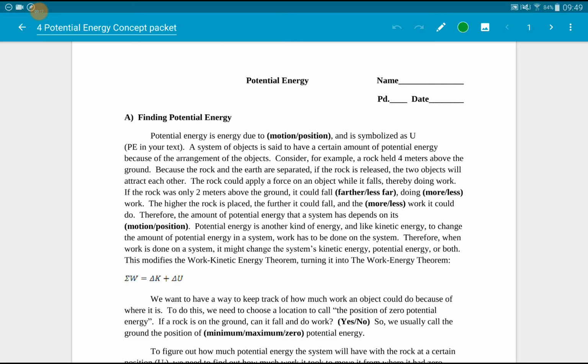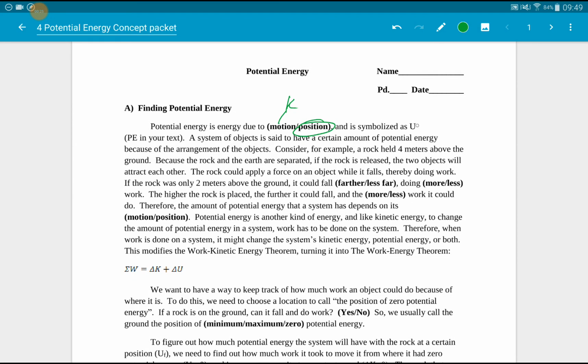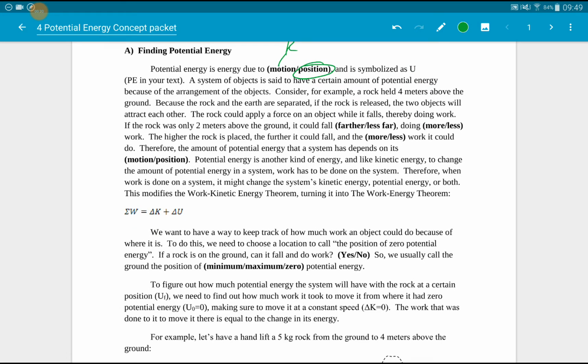Let's get into it. So first, potential energy is the energy due to the position, not the motion. Instead, motion is kinetic energy. And it's symbolized by the capital letter U most commonly. Sometimes it'll be PE in different textbooks. Obviously, that's really confusing because it looks like it's two variables multiplied by each other. So most of the time, people actually use a capital U for potential energy and then subscripts for different types of potential energy.